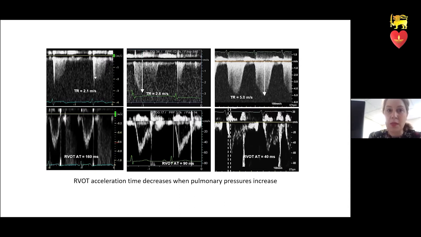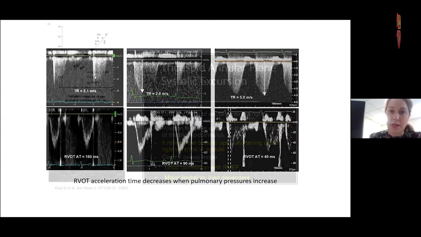We have three patients. The first patient has a tricuspid regurgitant velocity of 2.1 and an acceleration time of 160. That means that his right heart is normal. The second patient has mildly raised pulmonary pressures, with a tricuspid velocity of 2.8 meters per second, and the acceleration time starts to shorten to 90 milliseconds. The last patient has established pulmonary hypertension with a tricuspid regurgitant velocity of 5 meters per second, and the acceleration time is not only 40 milliseconds, which is a bad prognostic marker for the patient, but you also see this systolic notch, which means that the patient has very high pulmonary vascular resistance. So it's important, as a first index, to know the meaning of the acceleration time.